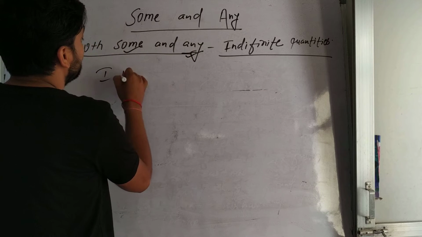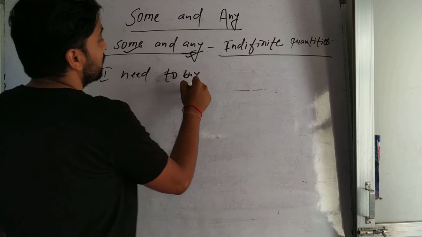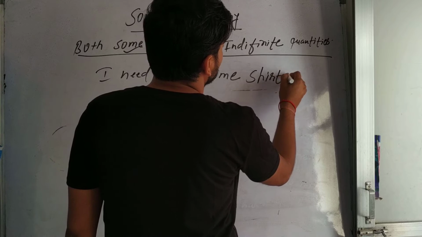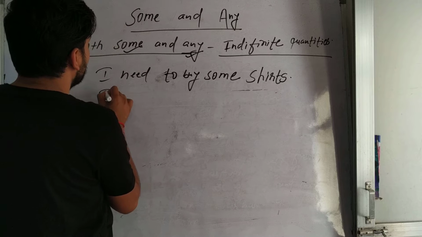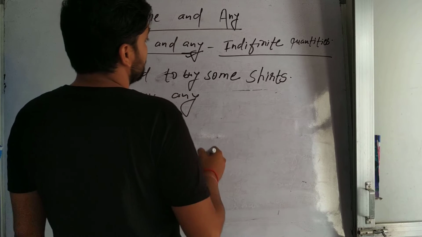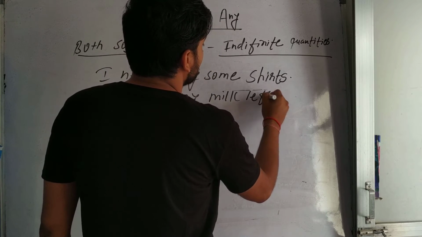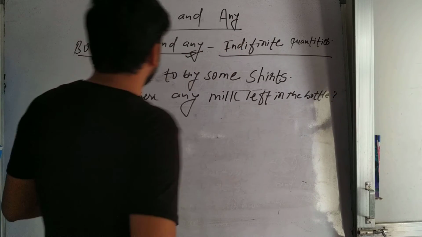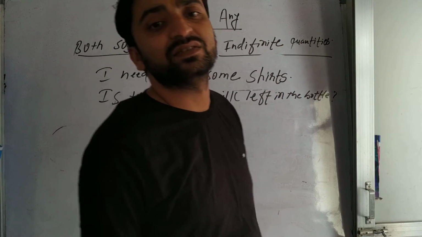For example, I need to buy some shirts. So I need to buy some shirts, or you can say like this: Is there any milk left in the bottle? So both are used for indefinite quantities, which are not fixed.